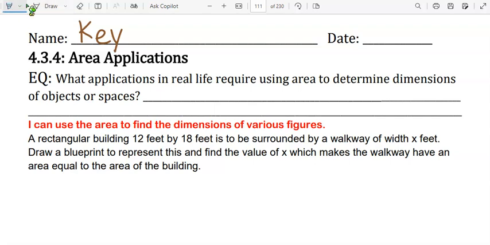A rectangular building 12 feet by 18 feet is to be surrounded by a walkway of width X feet. Draw a blueprint to represent this and find the value of X which makes the walkway have an area equal to the area of the building.